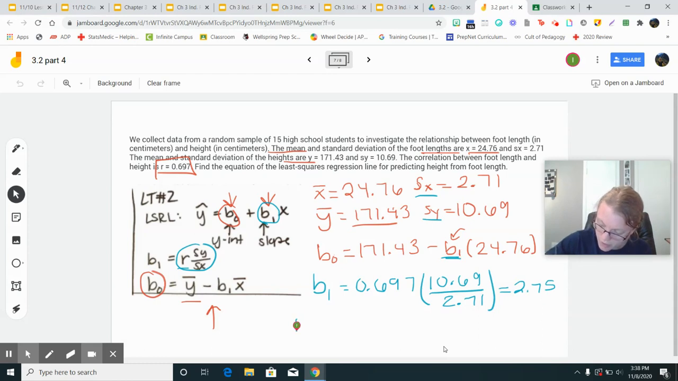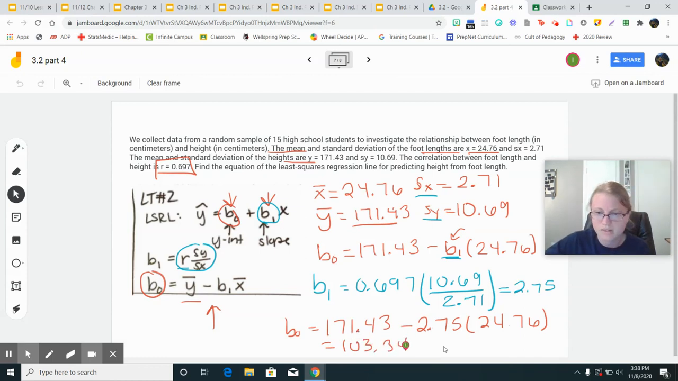171, I should probably keep my colors the same, sorry. So B naught equals 171.43 minus 2.75 times 24.76. So again, I computed this. On my calculator, I got 103.34. So this is just a plug and chug.